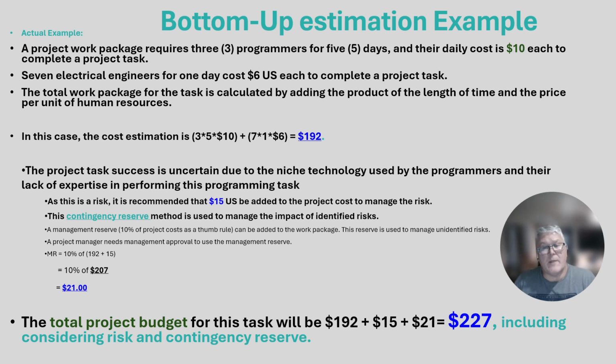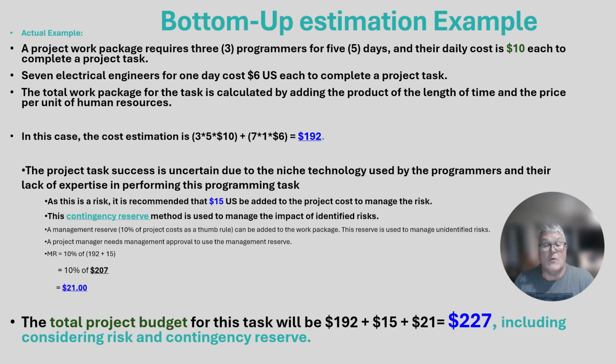Okay, the total work package for the task is calculated by adding the product of the length of time and the price per unit for human resources. In this case, the cost estimate is 3 times 5 times 10 plus 7 times 1 times 6 to get $192. The project task success is uncertain due to a niche technology used by the programmers and their lack of experience in programming this task.